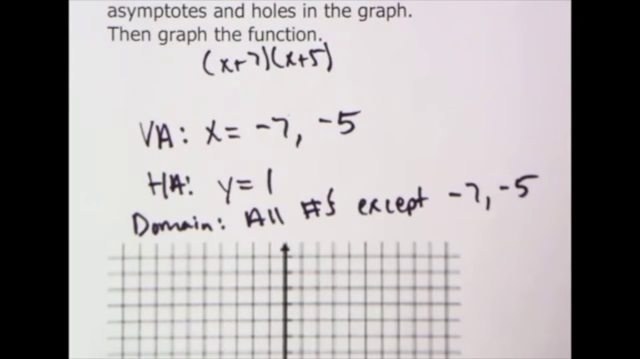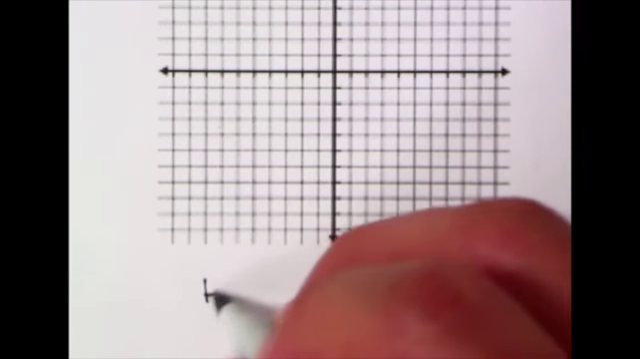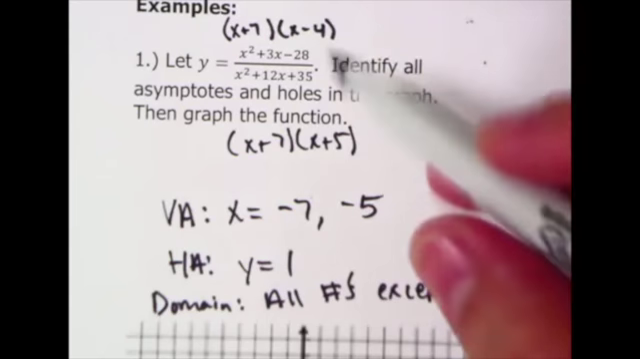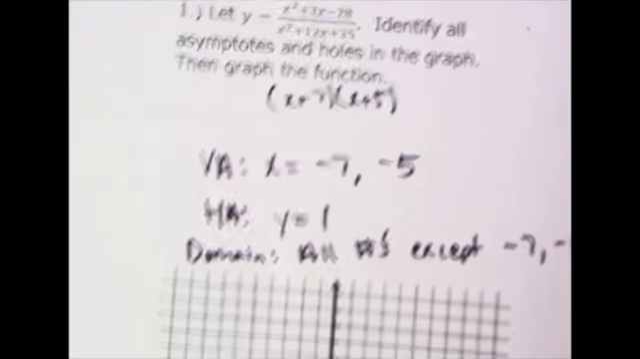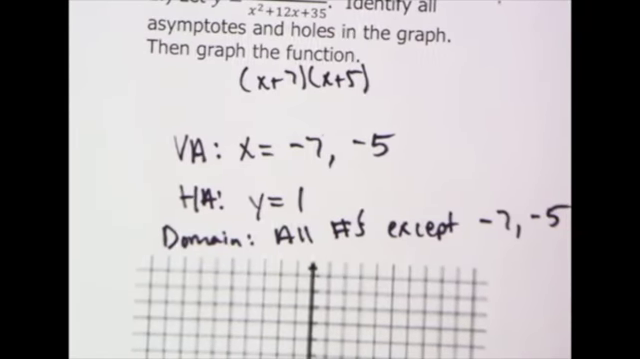Now, holes. We know that a hole, and I'll just put it down here because I don't have any more room, should be at x equals -7 because that is what matches on the top and the bottom. But I'm going to show you how you can actually find holes without actually doing any math.